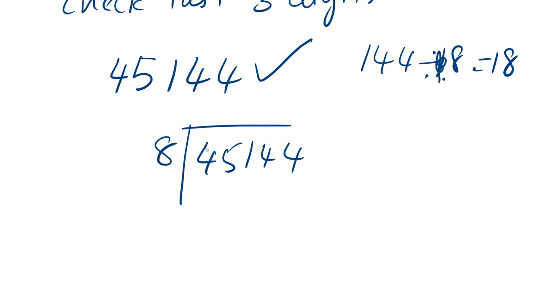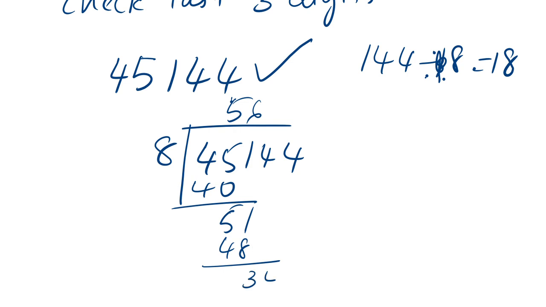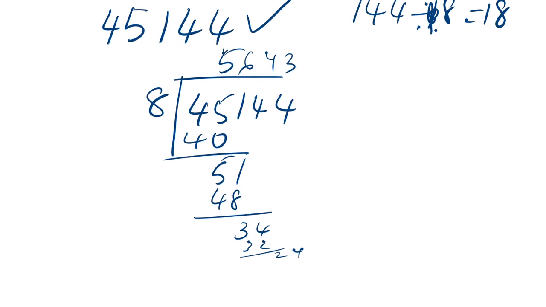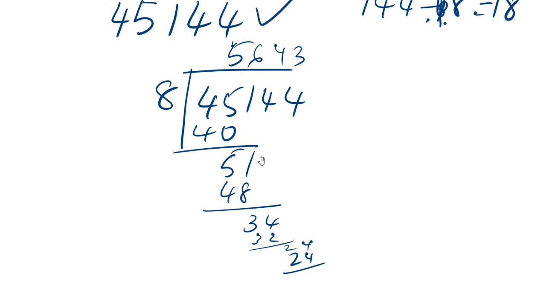So 8 into 51, 6 times, 48. Then 34, 8 into 4, 32. Then 24, 8 into 3, 24. So the remainder is 0 here. That means this number is divisible by 8. Just check the last 3 digits. If the last 3 digits are divisible by 8, then that number is divisible by 8.